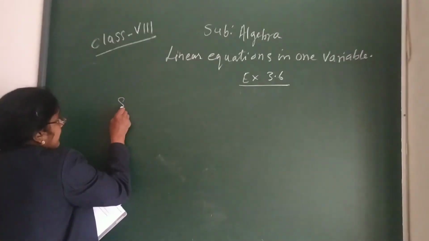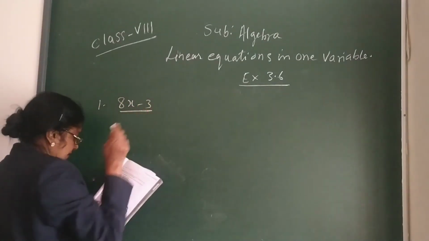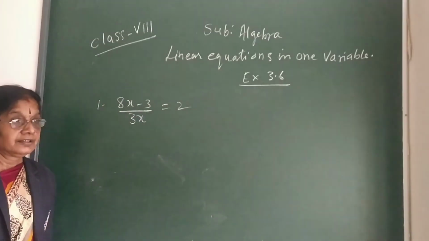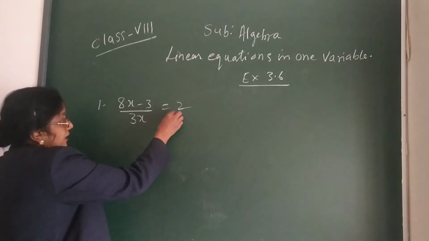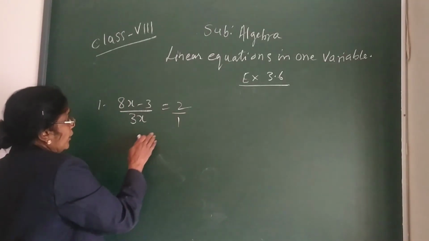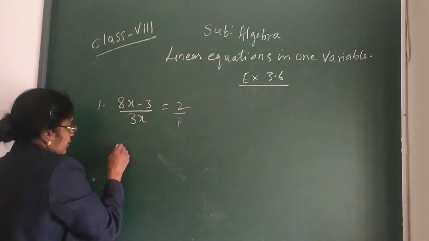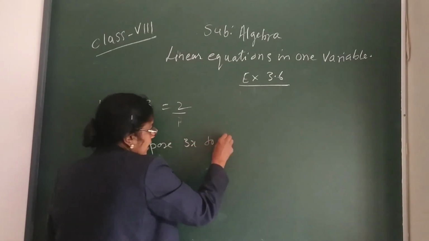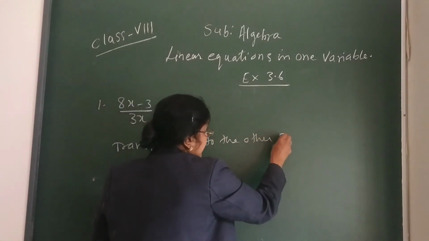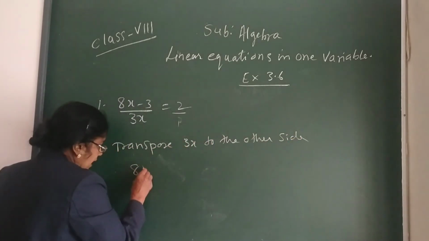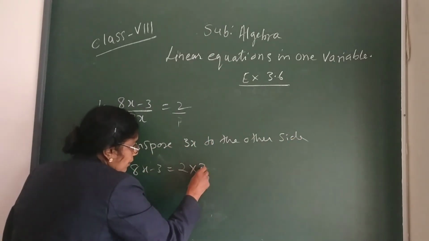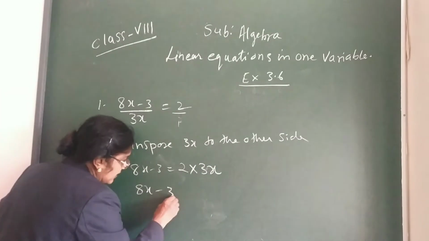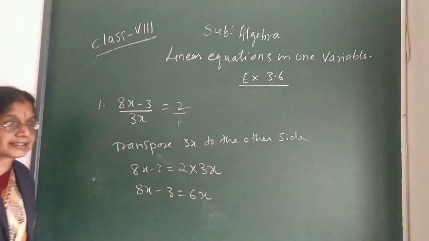So what does it say? First sum: (8x minus 3) divided by 3x is equal to 2. Look here, variables are on the same side, nothing else is there. So we are going to transpose 3x to the other side. Division will become multiplication. So 8x minus 3 is equal to 2 into 3x. 2 3s are how much? 6. So 8x minus 3 is equal to 6x.